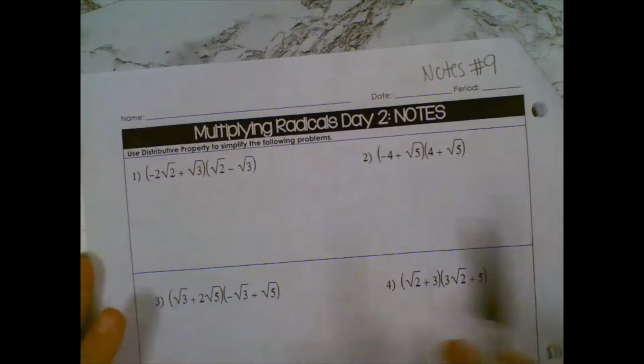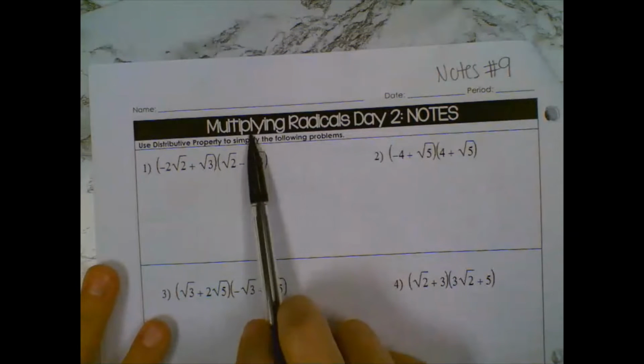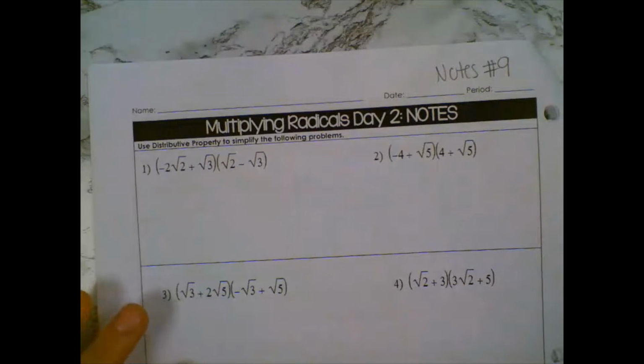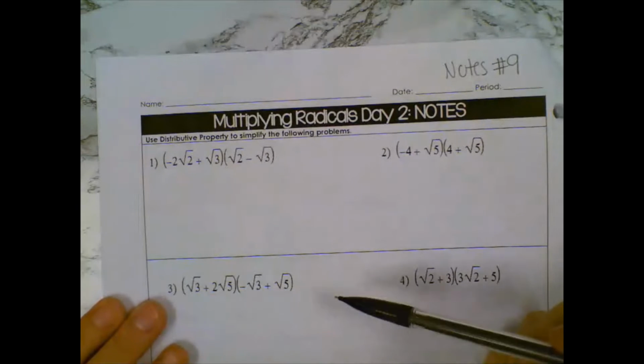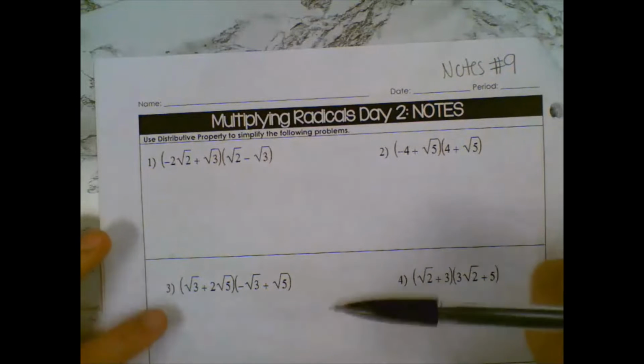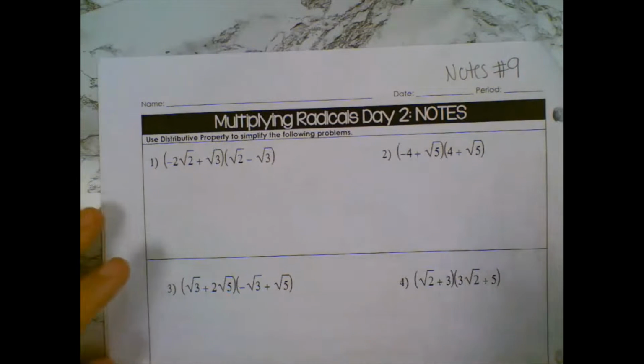Today is going to be very short because we are just doing an extension of multiplying radicals with a 2x2 type situation. So we're going to go over distribution first and then box method second. Make sure you do both, but remember on tests and quizzes you can use whichever one you would like.